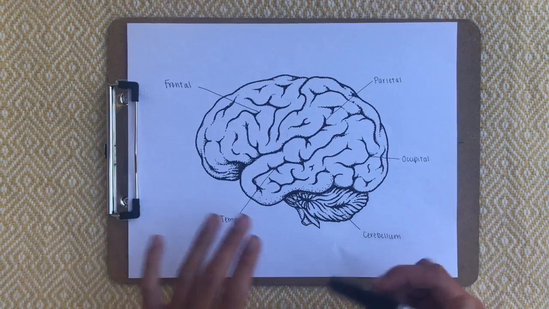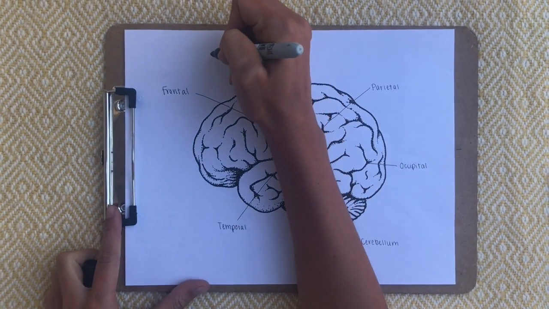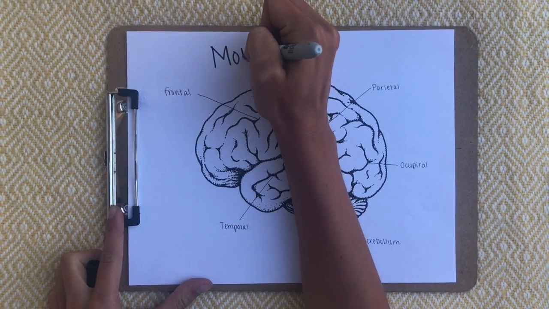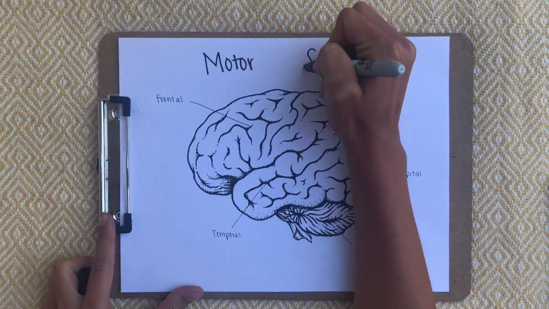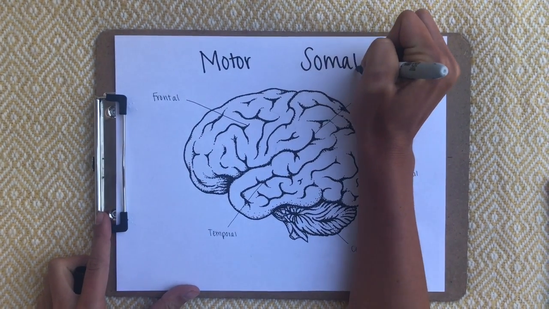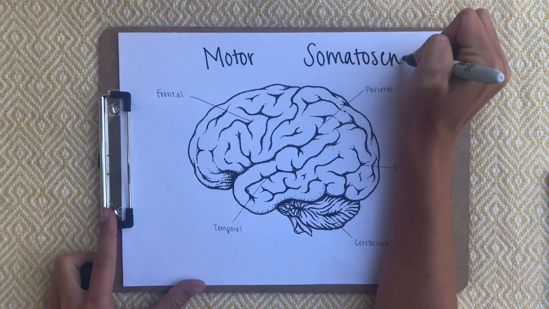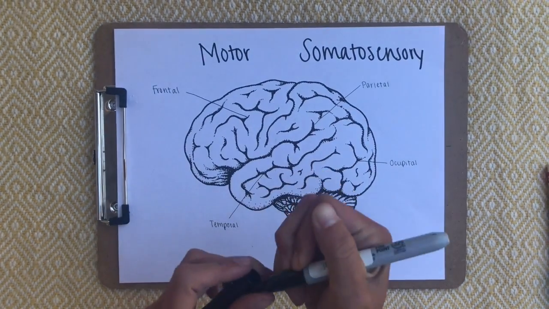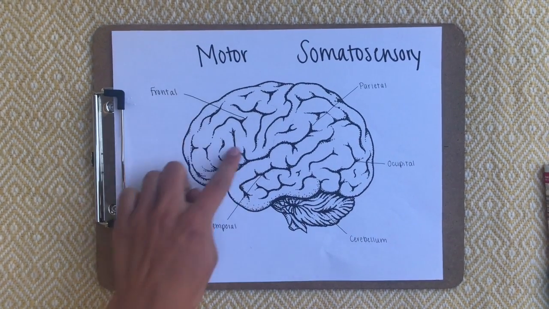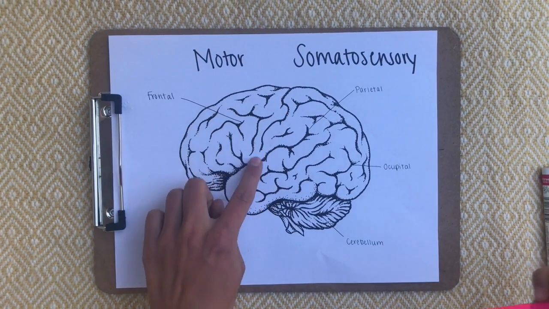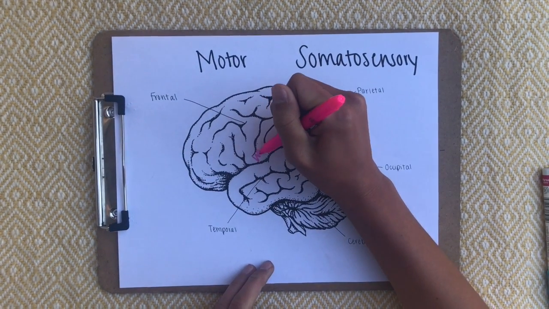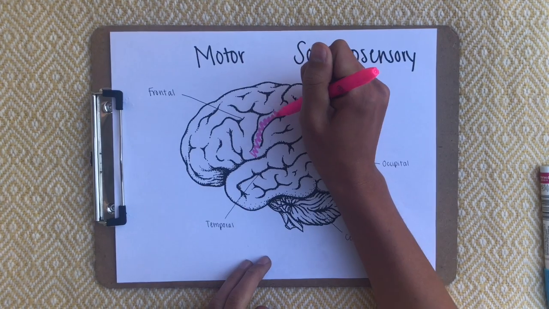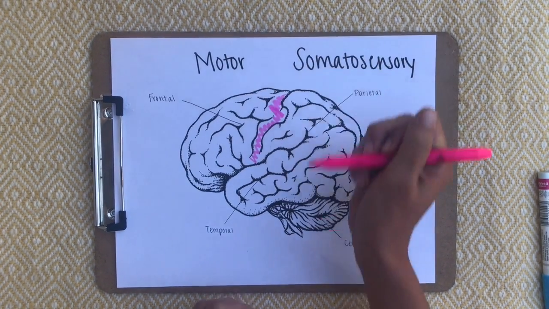The two involved cortexes are the primary motor cortex and the primary somatosensory cortex. The primary motor cortex is one of the principal brain areas involved in motor function and is located in the frontal lobe of the brain along a bump called the precentral gyrus. Its role is to generate neural impulses that control the execution of movement.